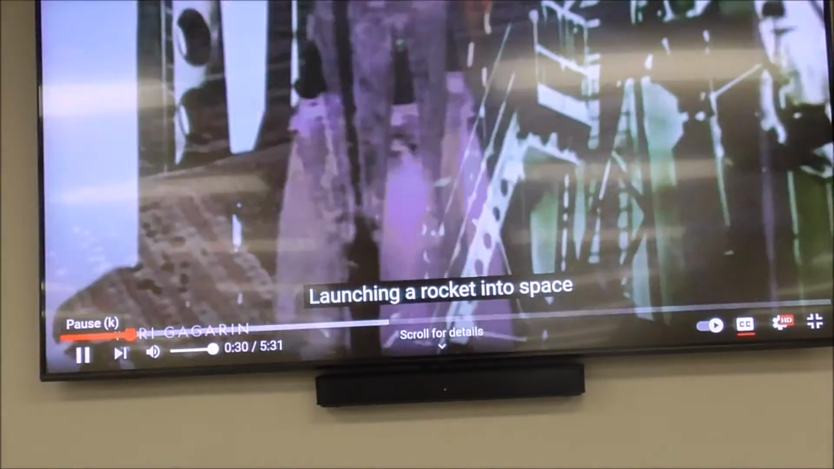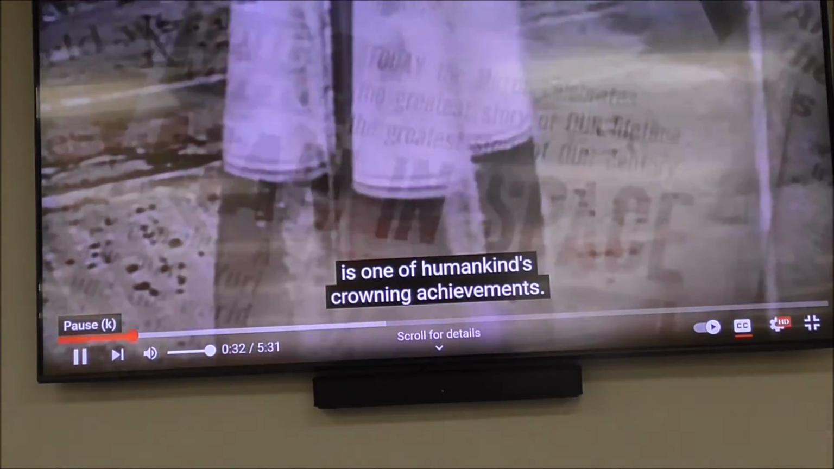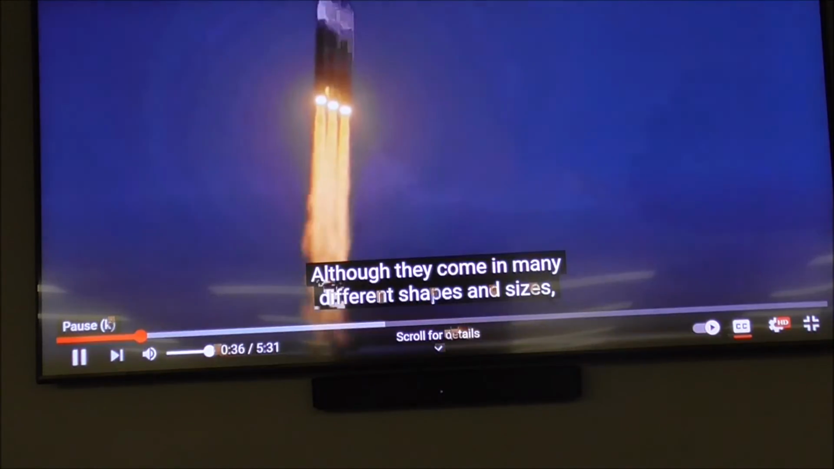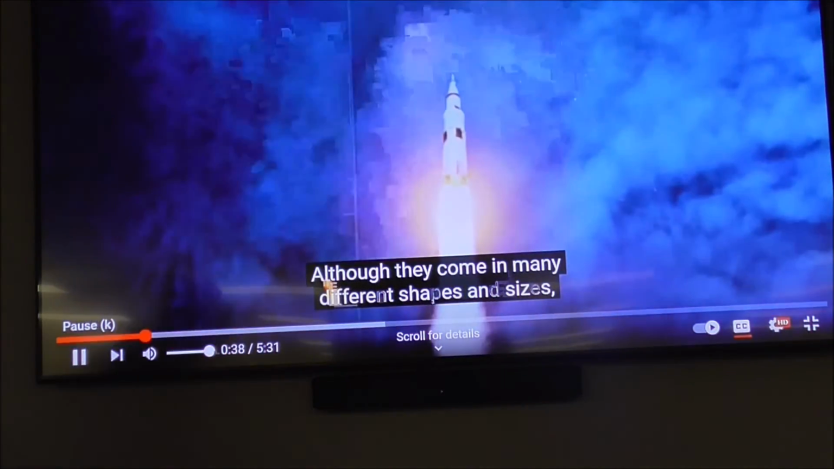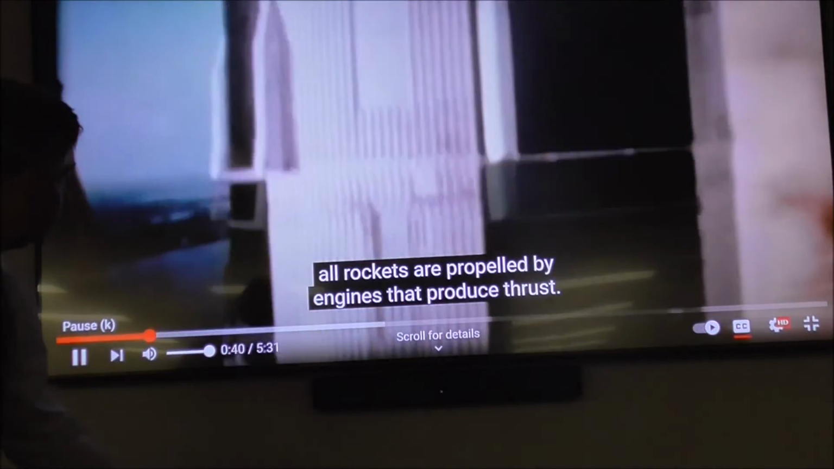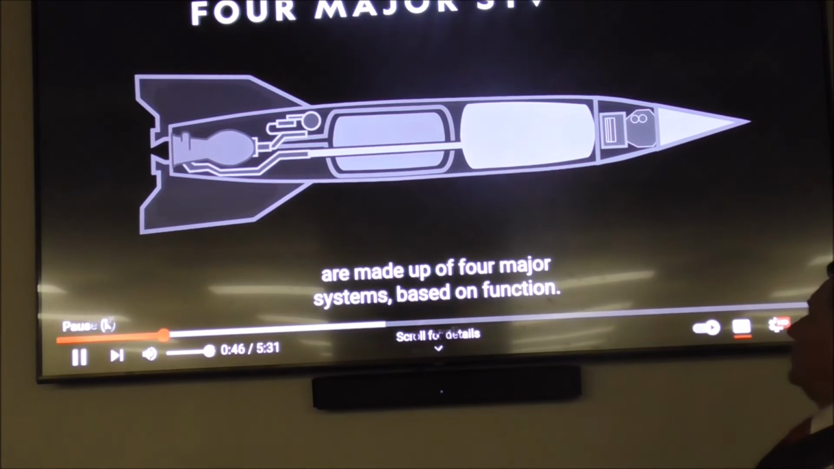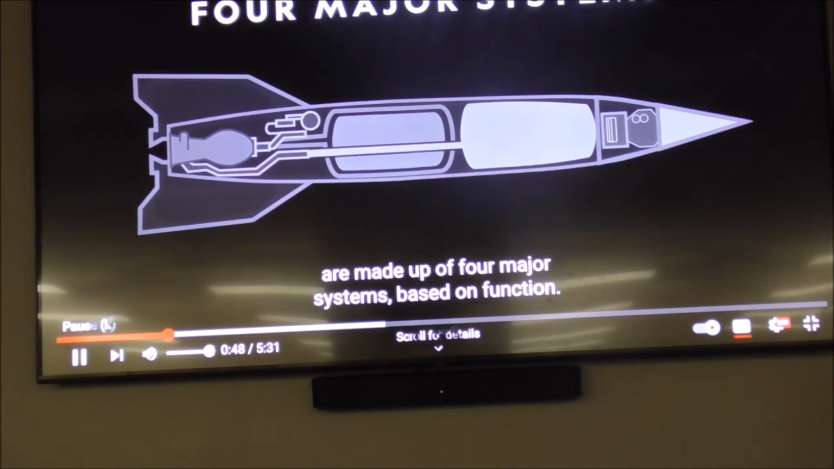Launching a rocket into space is one of humankind's crowning achievements. Although they come in many different shapes and sizes, all rockets are propelled by engines that produce thrust. The rockets that launch into space are made up of 4 major systems based on function.